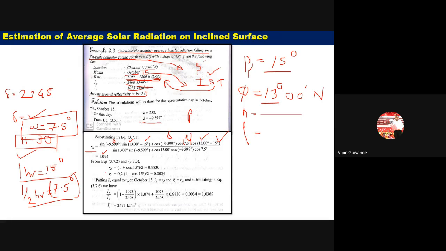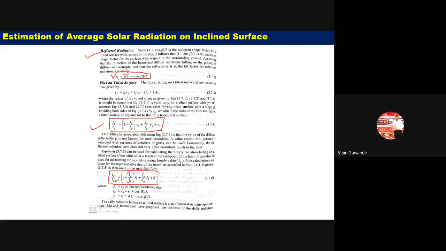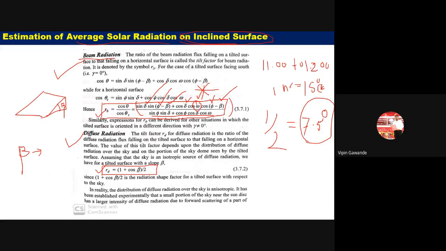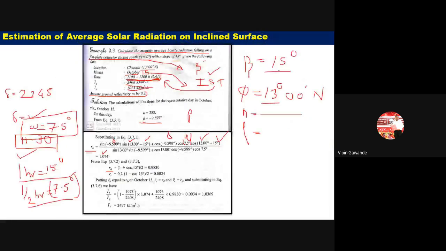Now how to calculate RD? RD is simple: (1 plus cos beta) divided by 2. The beta angle is given in the problem, and we know that beta is equal to 15 degree.